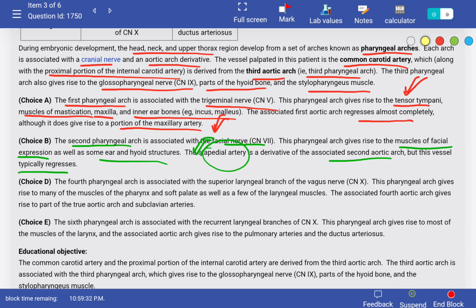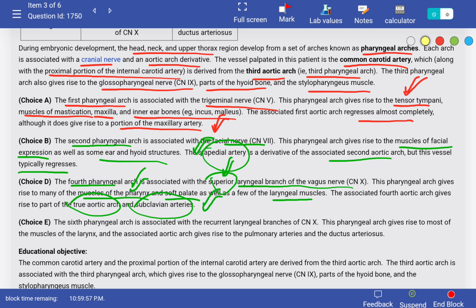Why not option D? Because the fourth pharyngeal arch is associated with the superior laryngeal branch of the vagus nerve, this is important. This pharyngeal arch gives rise to many of the muscles of the pharynx, and with that, the soft palate as well as a few laryngeal muscles. The associated fourth aortic arch gives rise to part of the true aortic arch, and with that, the subclavian arteries, important.